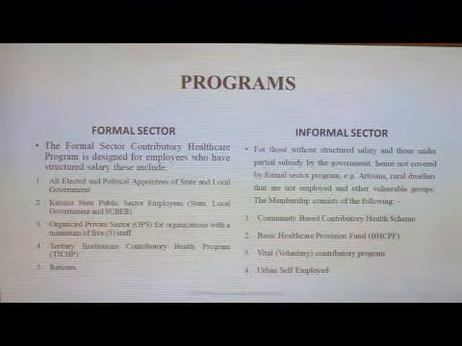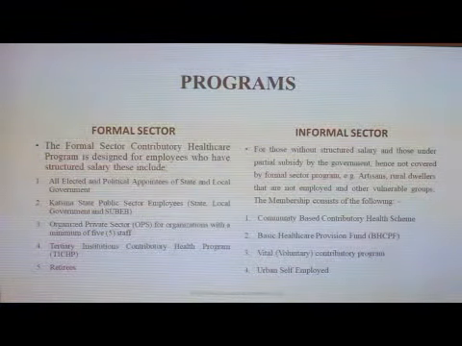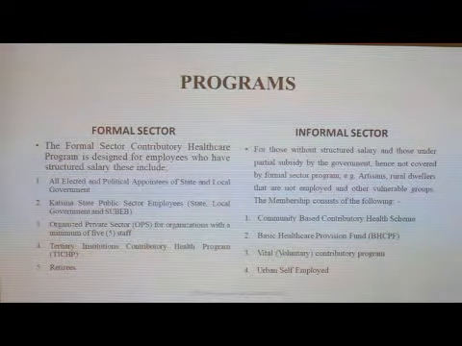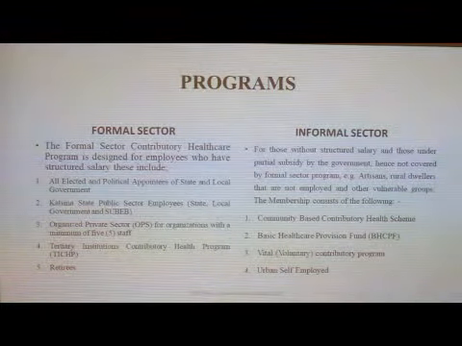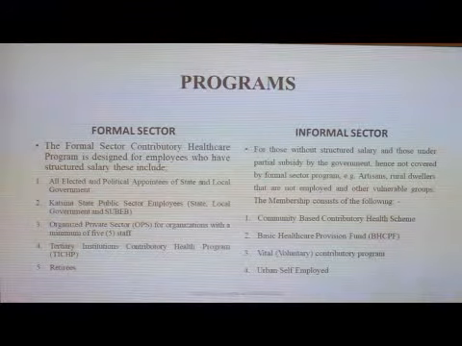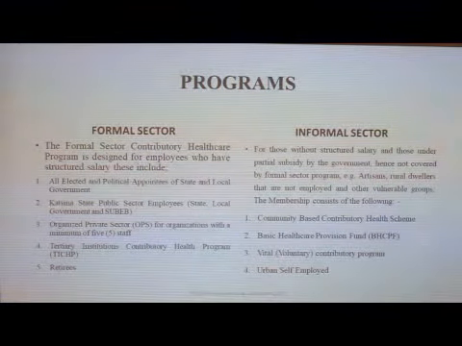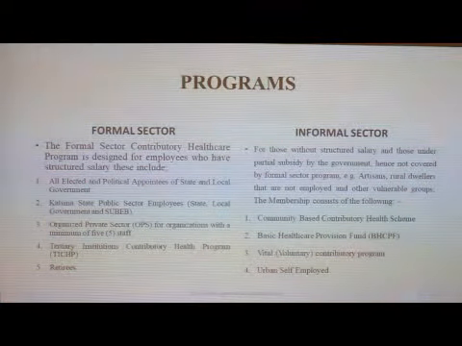Then the basic healthcare provision fund is a program established by law, the National Health Act 2014, whereby the fund will be predominantly financed through an annual grant from the federal government of not less than 1% of the consolidated revenue, which is the total federal revenue before it is shared to all tiers of government.